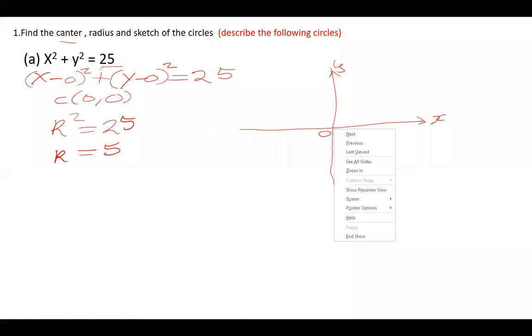So we have 5 units going to the right, 5 units going to the left, and then also 5 units going up and 5 units going down. So you have something like this. You have 1, 2, 3, 4, 5, on each side.